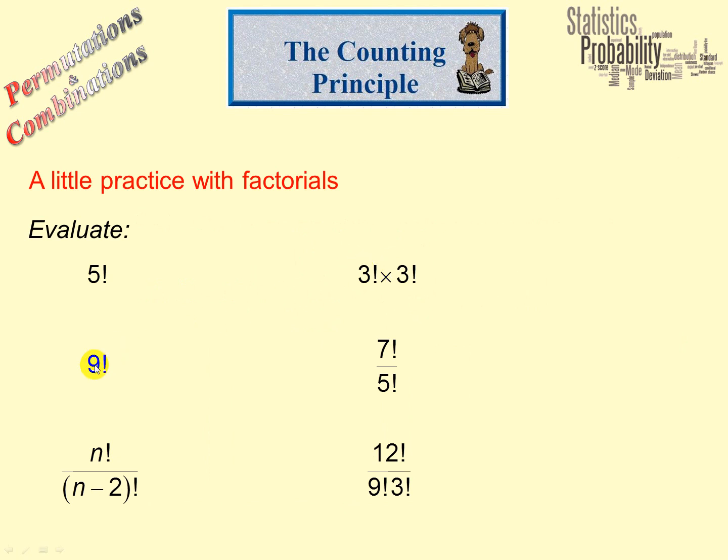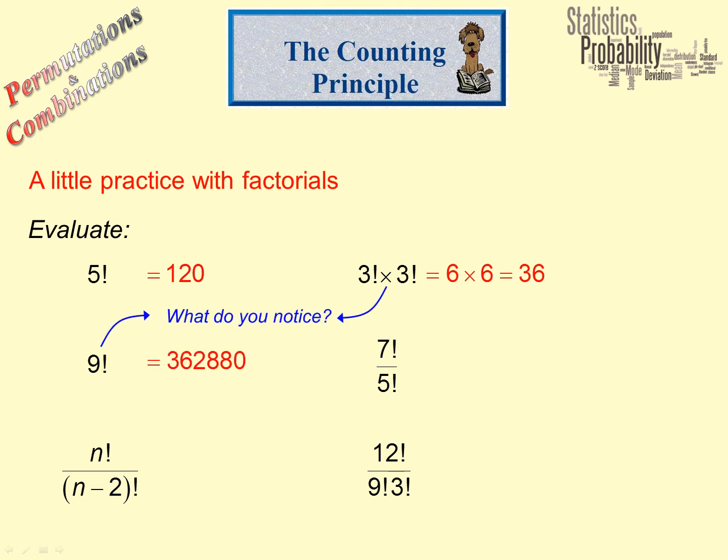Take careful note of this 9 factorial and that 3 factorial times 3 factorial, their answers. So 5 factorial is 120, 5 times 4 times 3 times 2 times 1. 3 factorial times 3 factorial is 6 times 6, giving you 36. 9 factorial is 9 all the way down to the 1, giving you a very different number. So please note that you cannot multiply factorials together.